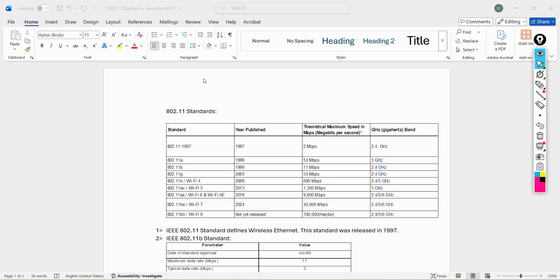And then after that, 802.11b was released in 1999, which is compatible with the 2.4 gigahertz band. After that, 802.11a was released, also in 1999. Then comes 802.11g. After that, 802.11n was released, which is also called Wi-Fi 4. After that, 802.11ac was released, which is also called Wi-Fi 5. And then 802.11ax was released, which is also called Wi-Fi 6.